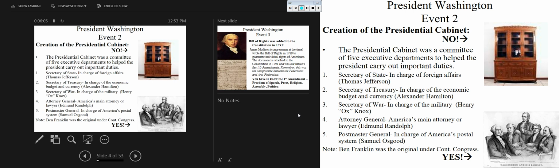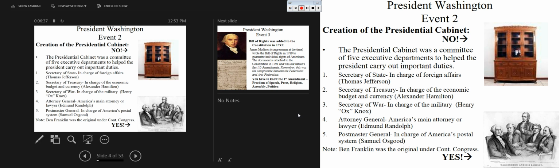So event two, the creation of a presidential cabinet. Not a cabinet for China, but a cabinet for advisors, right? On Washington's cabinet of advisors, we have Jefferson, his Secretary of State, and Hamilton, his Secretary of the Treasury, in charge of the economic budget and the currency. He's going to be the guy that's pushing for the national banking system. He's also the guy that's pushing for the assumption of state debts.